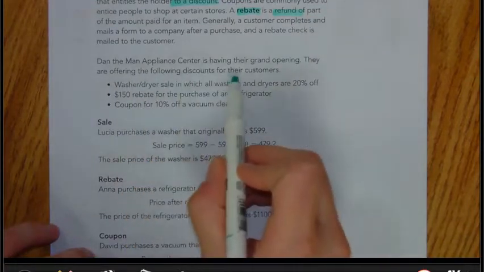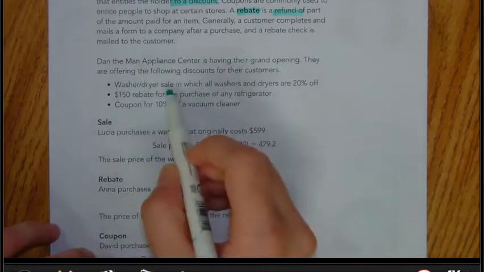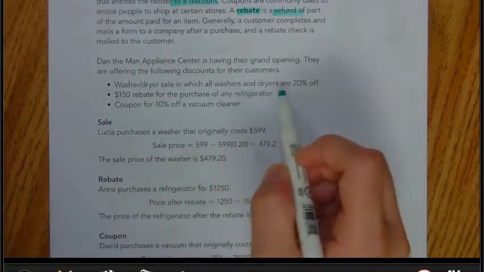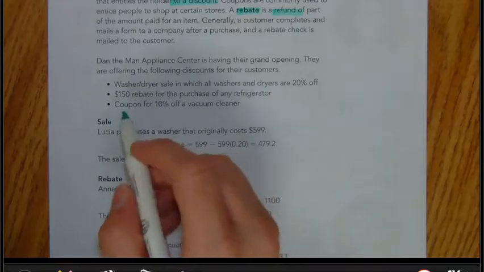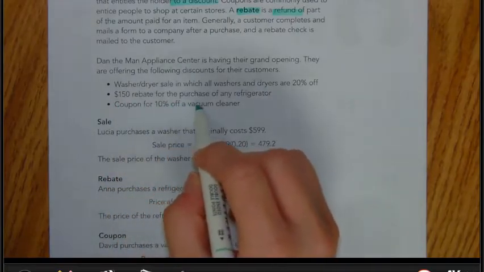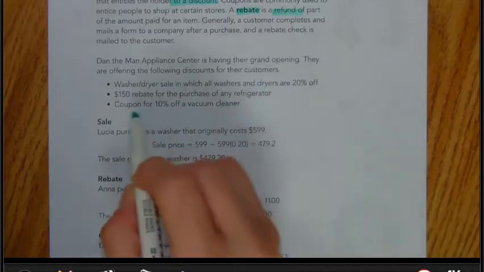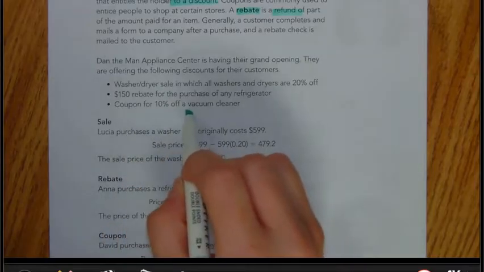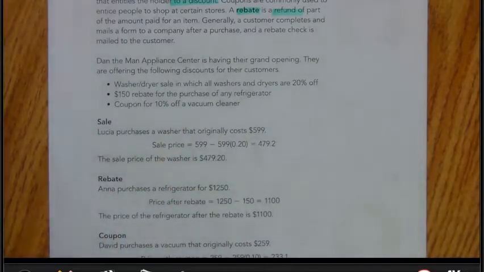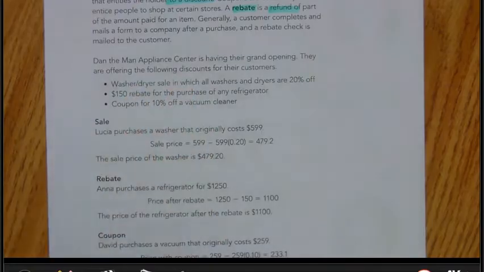So Dan the Man Appliance Center is having a grand opening. They are offering the following discounts to customers: a washer and dryer sale, in which all washers and dryers are 20% off, a $150 rebate for the purchase of a refrigerator, and a coupon for 10% off a vacuum cleaner. Okay, so we're going to take a look at these three problems here.